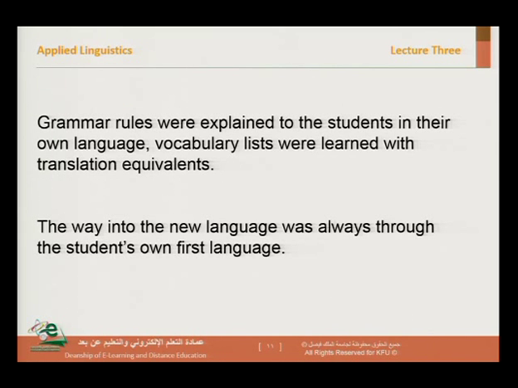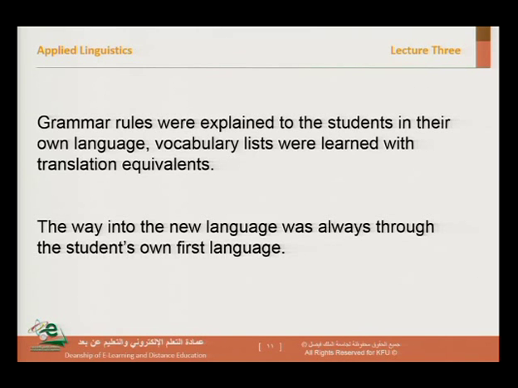Also here, another important issue in this method, grammar rules were explained to the students in their own language. Vocabulary lists were learned with translation equivalents. So the teacher who was teaching the students at the time, for example, English, but their mother tongue was Arabic, he or she was allowed to speak Arabic in class in order to explain to the students the grammar rules of English through Arabic.